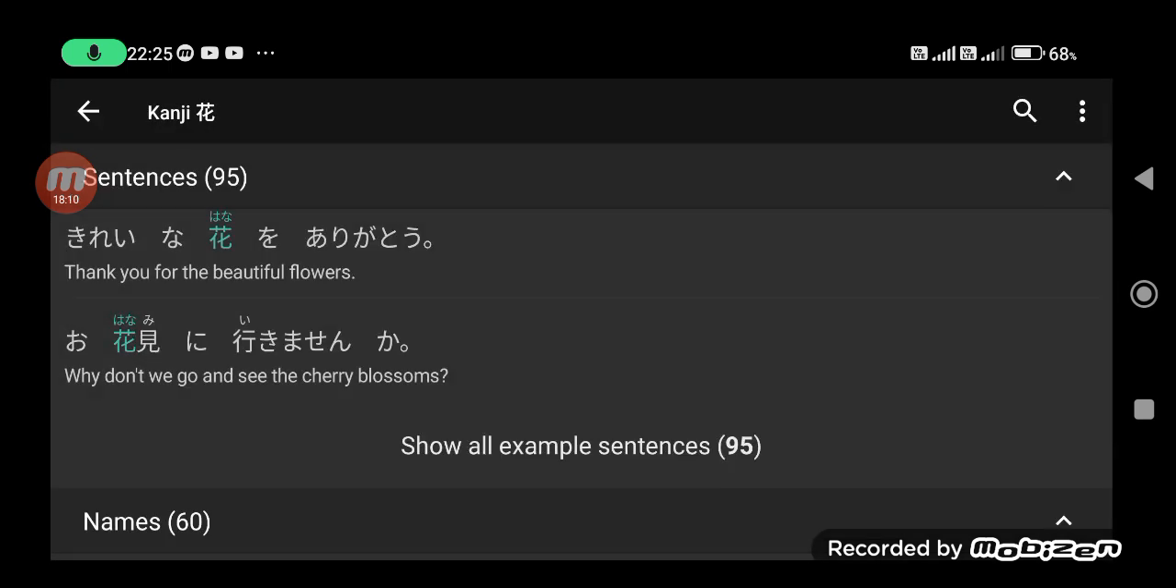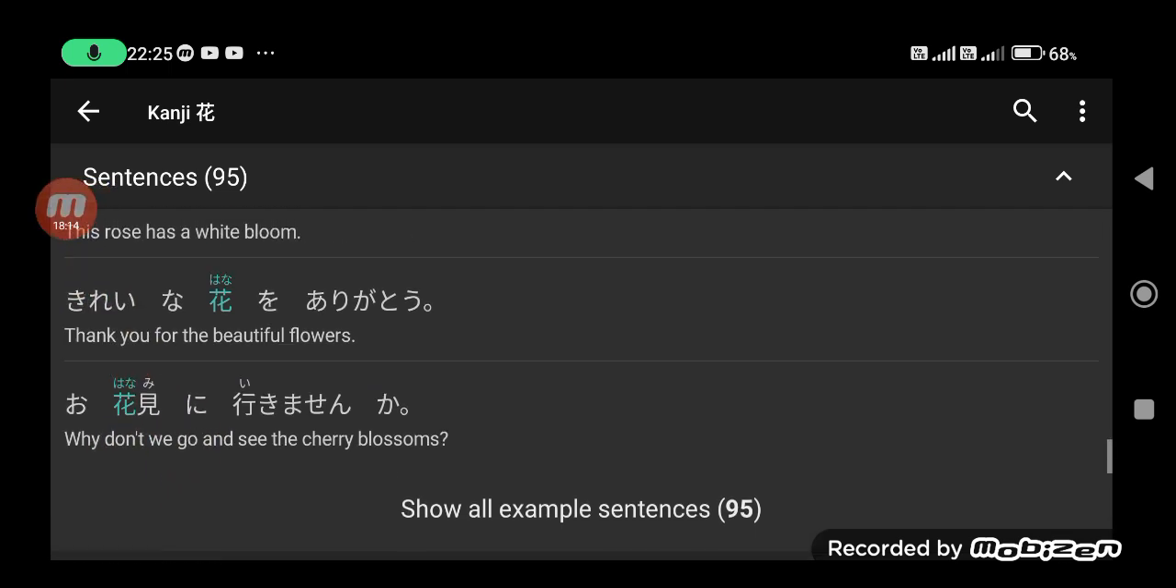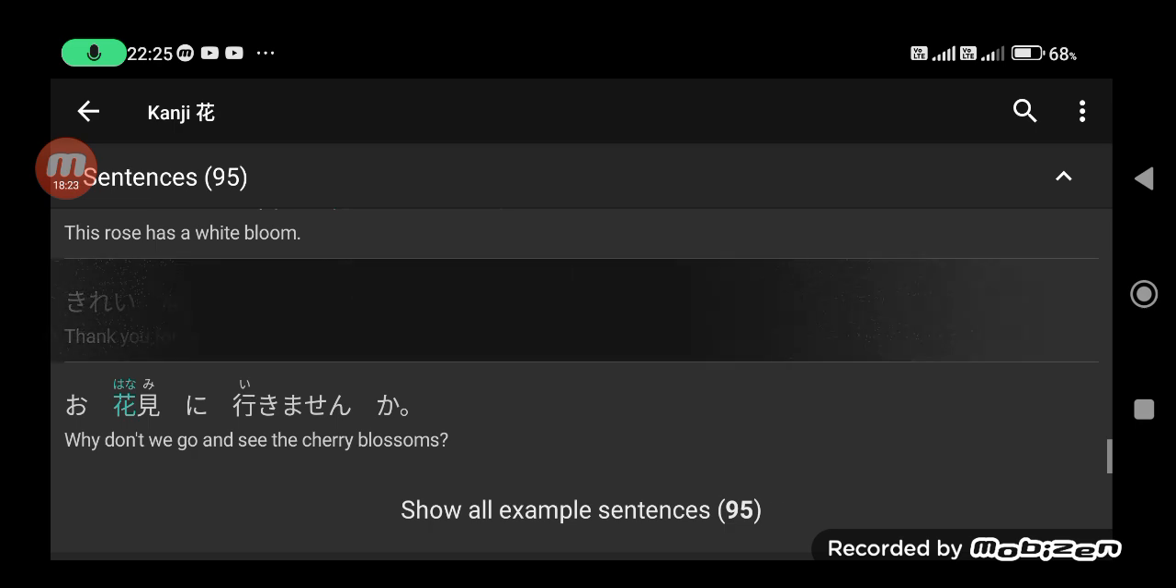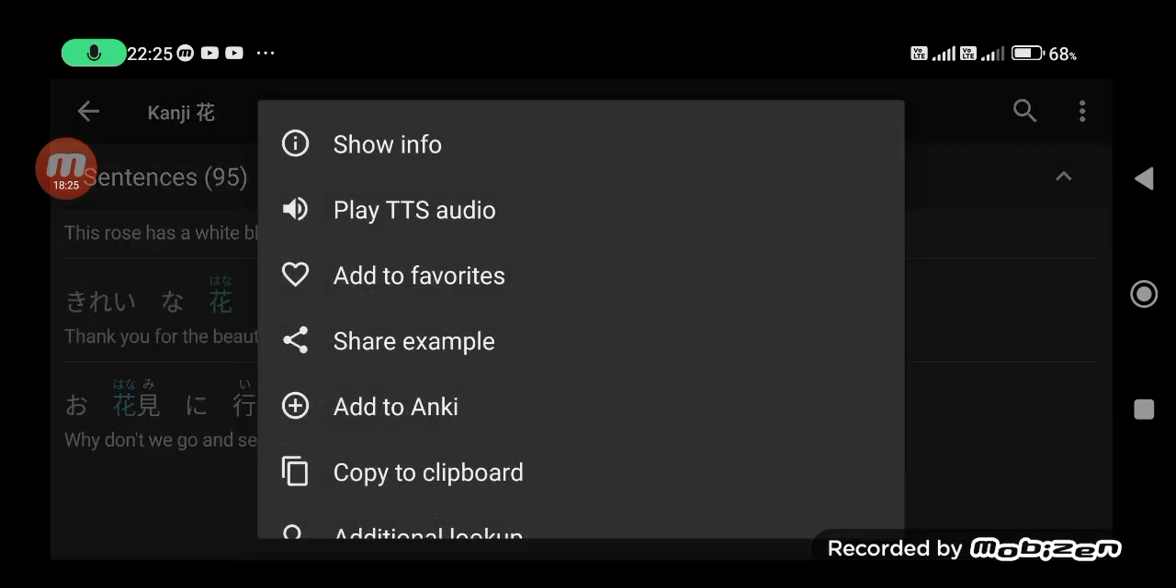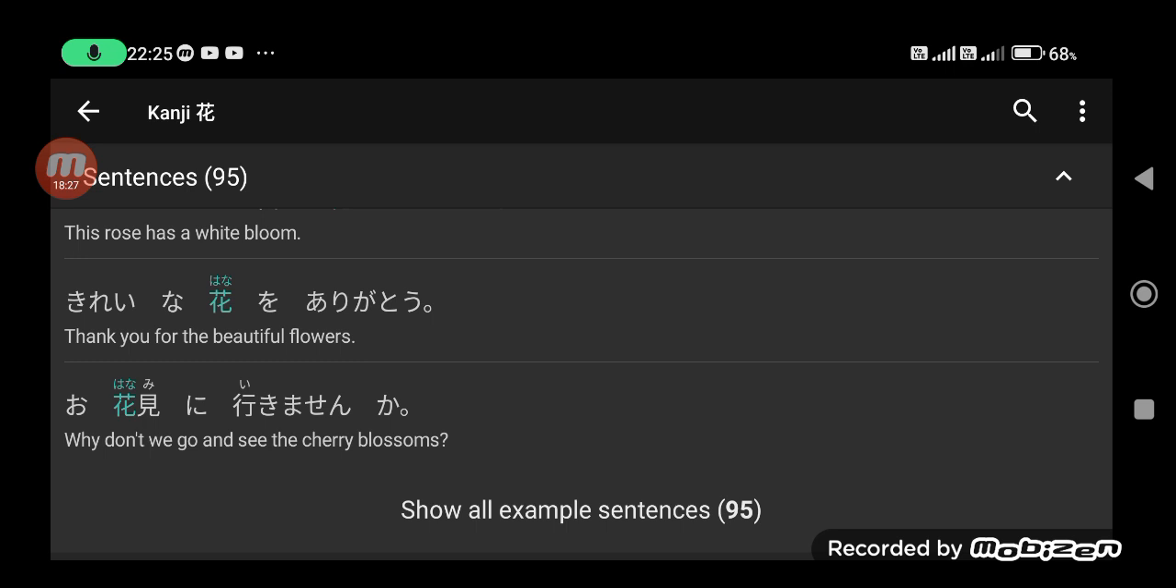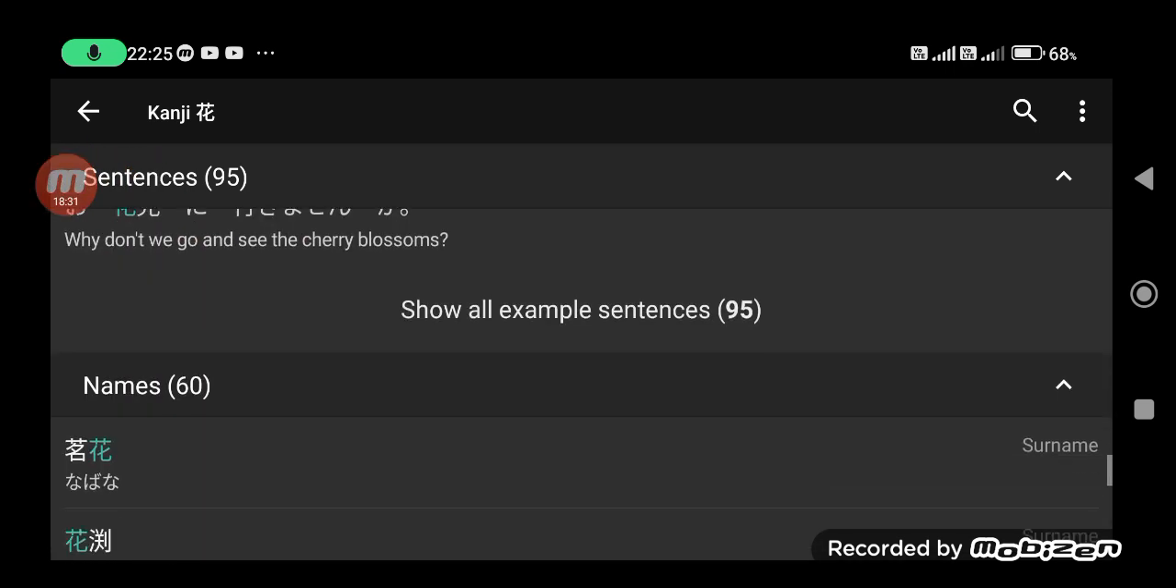お花見に行きませんか. So the tone here is like you're inviting someone, or say for some girls that receive flowers. Kirei na hana wo arigato. 綺麗な花をありがとう. Kirei na hana wo arigato. Thank you for the beautiful flowers.